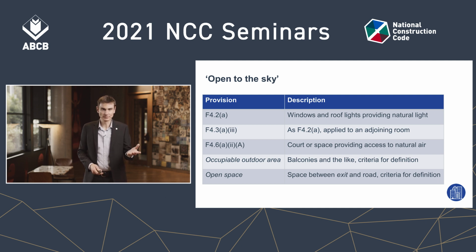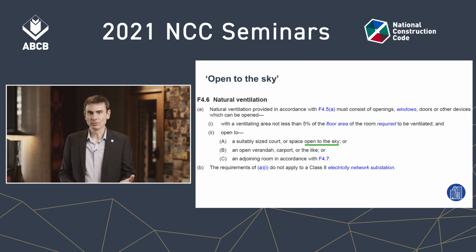F4.6A2A looks like this. F4.6 is about getting natural ventilation into a room, and it comes through a window, it could come from another opening, so long as that window or opening is big enough, that's A1, and as long as the window opens to a space outside that can provide natural air, that's A2. Our phrase open to the sky appears here in A2A.